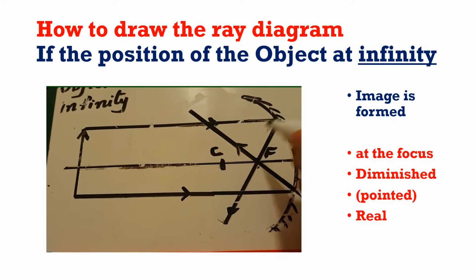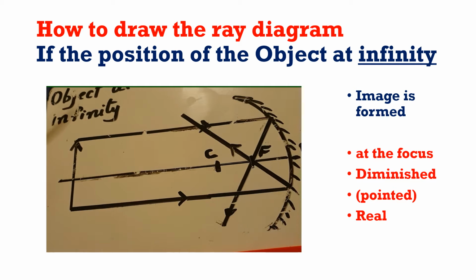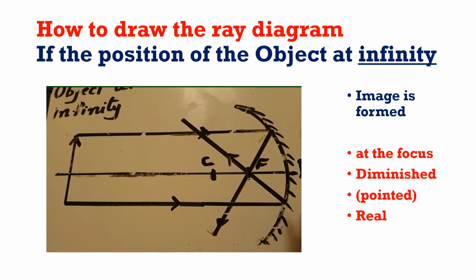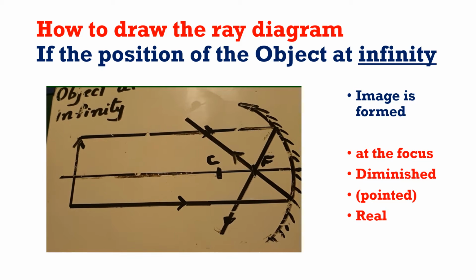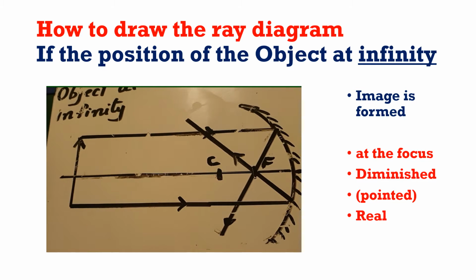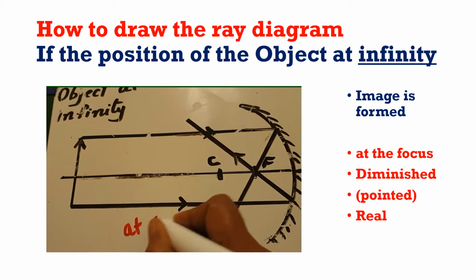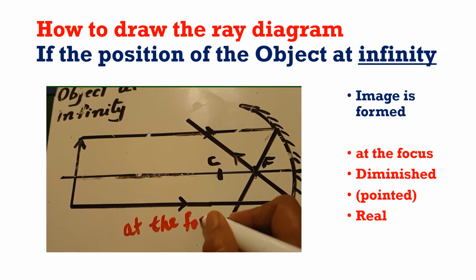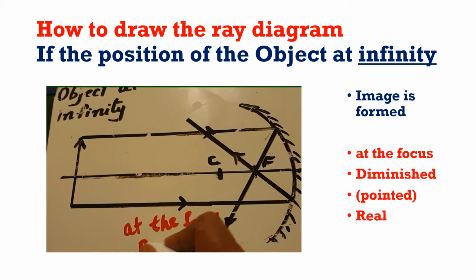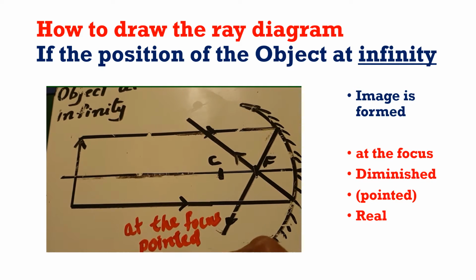So the two reflected rays are meeting at the focus itself. So the image will be formed at the focus. But see its size, it is a very small pointed image. So the image we are getting will be a pointed image at the focus, a very small image. Infinitely small image is formed at the focus.